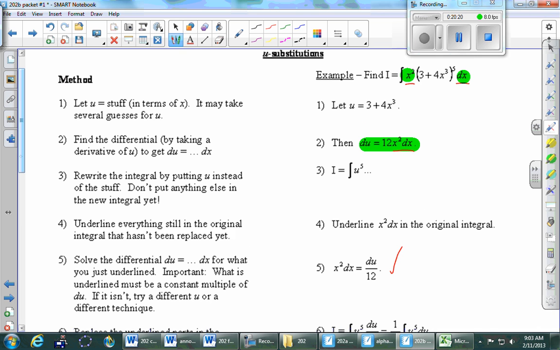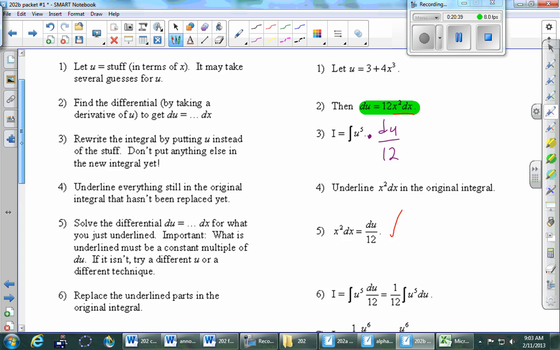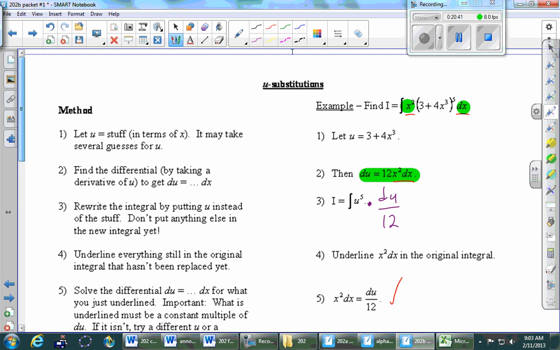We'll go back to Sam for number 6. Okay, so instead of just u to the 5th here, what goes next to it is the du over 12. So it's a straight substitution. We're just substituting the red underlined part with du over 12. And now we have an integral that we can handle. U to the 5th du is one of our basic ones.